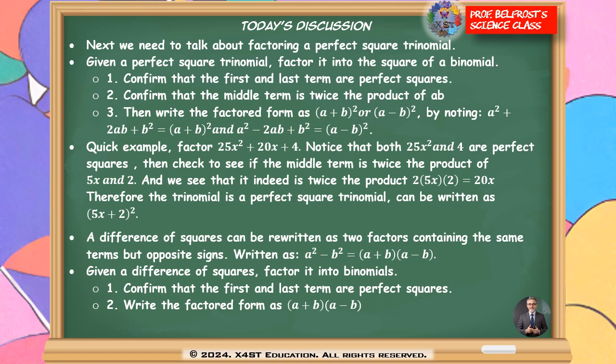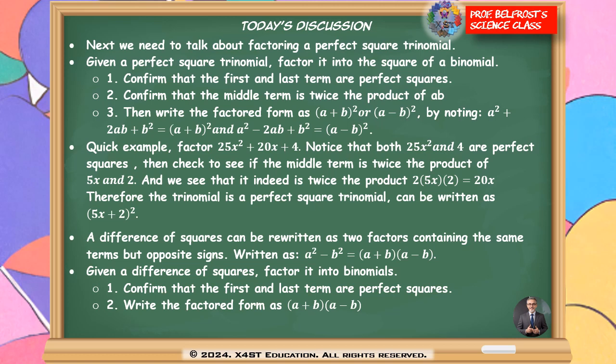Factor 25x squared plus 20x plus 4. We notice that 25x squared is 5x being squared and 4 comes from 2 being squared, so they are both perfect squares. Then the second step is to check if the middle term is twice the product of 5x and 2, and it is indeed. So the trinomial is a perfect square trinomial, and it can be written as (5x plus 2) squared.